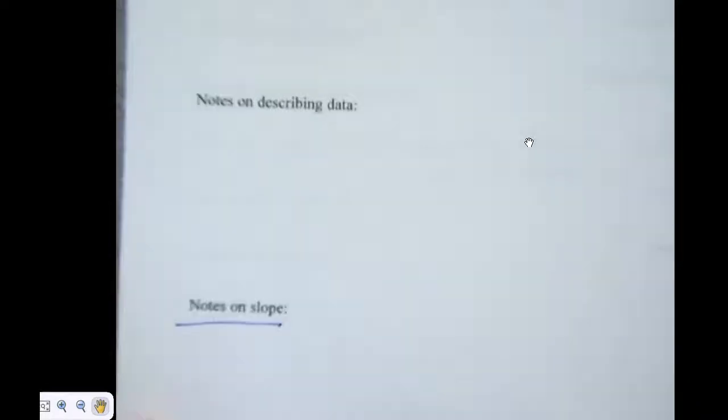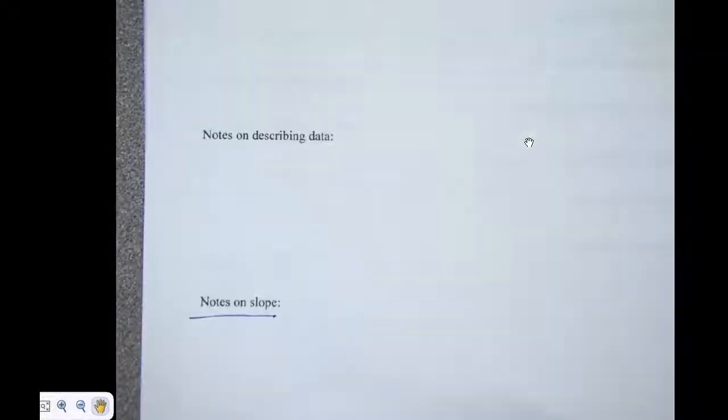Alright, the next thing I want to get to is slope. I want to do slope next. So we're going down to the bottom. Go back to the notes on part. I know I'm flipping you around a bunch.